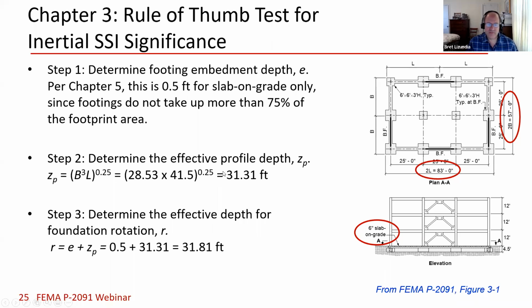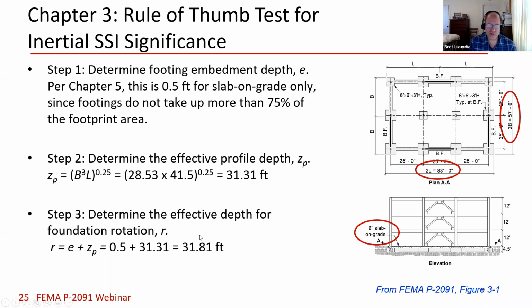Then we want to figure out something called the effective profile depth. That comes from the SSI world, and it just depends on the width of the building. Depending on which direction you're going, there's a distance this way and a distance that way. You put it into this cryptic equation, discover it's 31 feet. So you add those two together, it's about 32 feet. That's the zone of influence, the soil underneath the building where it really matters. If we get a lot deeper than that, it doesn't change things very much.